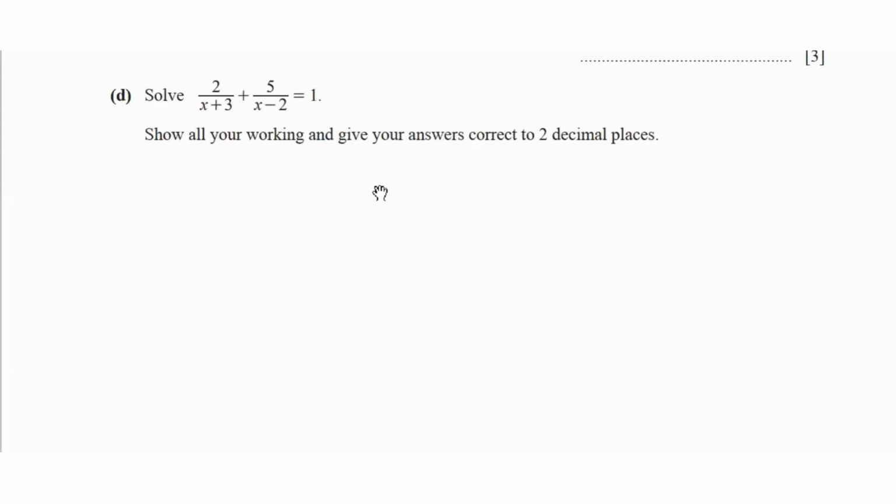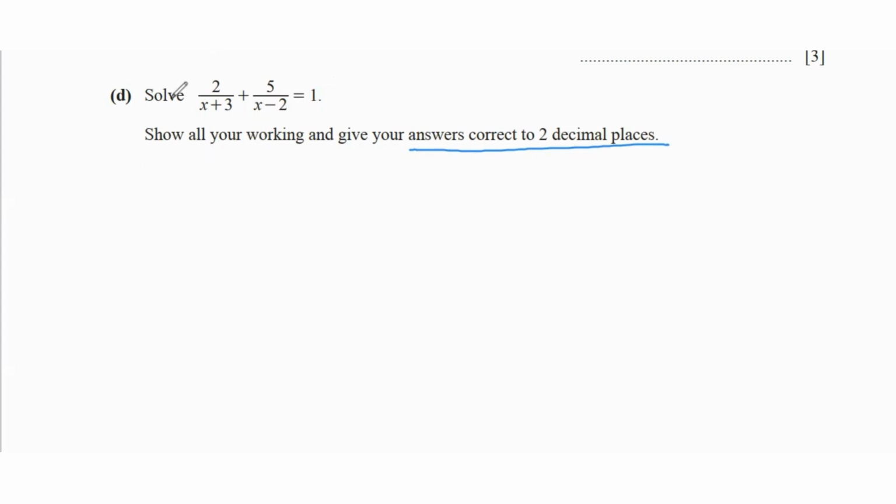Then it says solve 2 over x plus 3 plus 5 over x minus 2 equal to 1. Show all your working, give your answer correct to 2 decimal places. So whenever it says give your answer correct to 2 decimal places, that means we'll have a quadratic equation and we'll have to solve using the quadratic formula. To derive the quadratic equation, we're going to first solve these two fractions with unlike denominators.